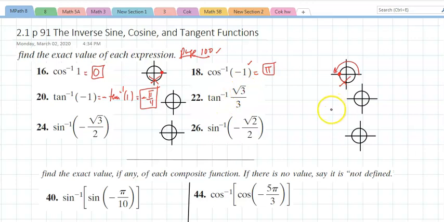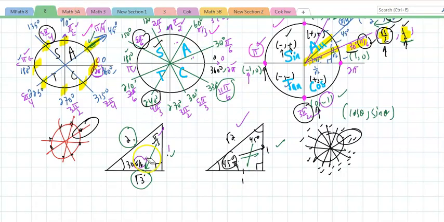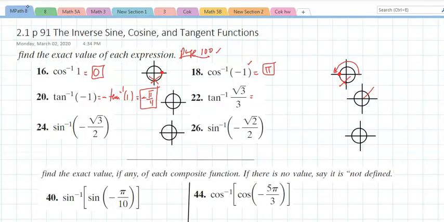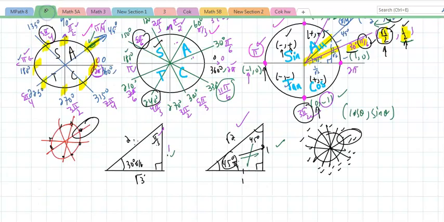Inverse tangent of radical 3 over 3. If it's positive, everything is in quadrant 1. So the tangent of which angle gives me radical 3 over 3? And there is my triangle. Radical 3 over 3, in case you don't see it, by the way, if you rationalize, that's really 1 over radical 3. So the tangent of which angle gives me 1 over radical 3? It has to be pi over 6.